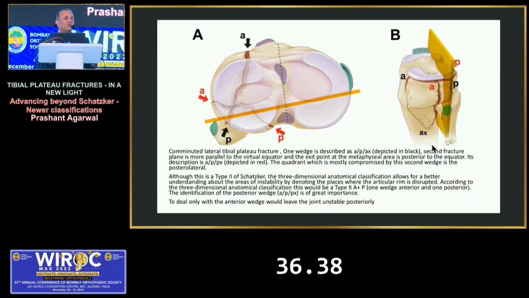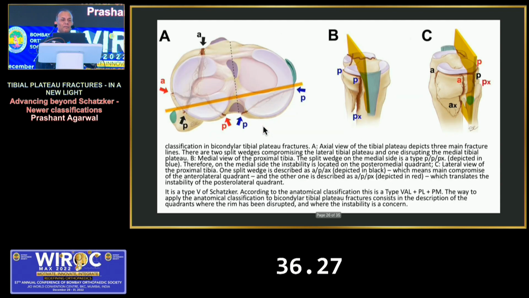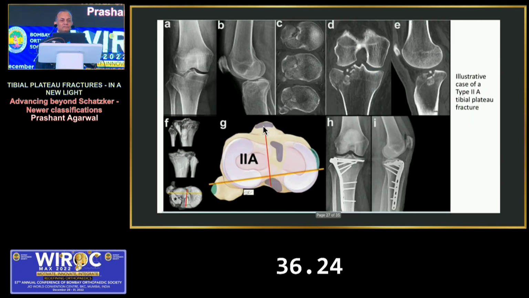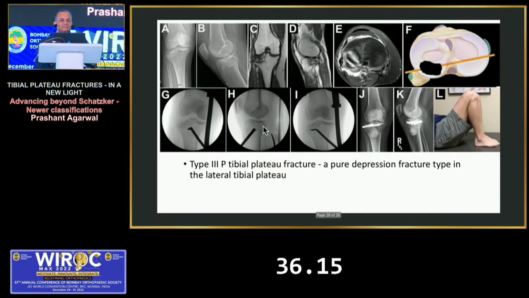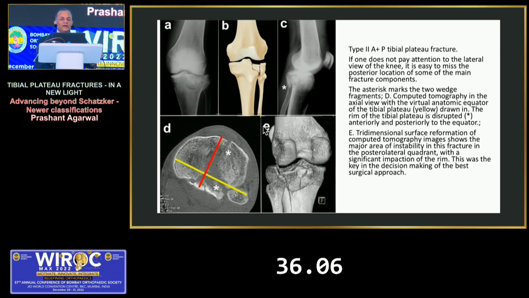When there is involvement of 2 quadrants, again you have here the posterolateral and anterolateral quadrant showing a fracture line which is extending down in the metaphysis. This is one example where you have a 2A type of fracture which is extending into the lateral side. This is only a pure depression type, like a 0 of Lucas. This is again 2A plus P. That means 2A, the old original 2, split depression, anterior and extending in the posterior.